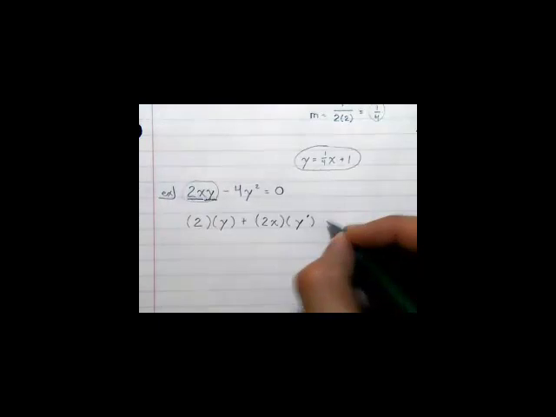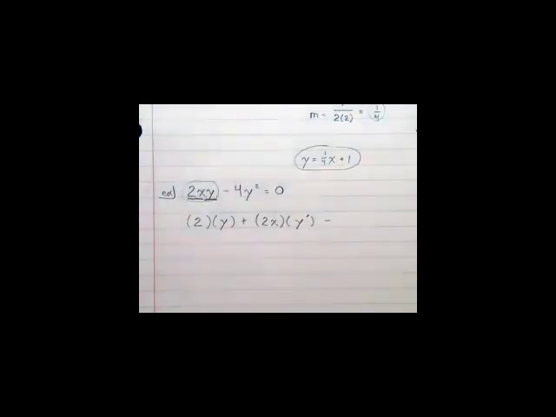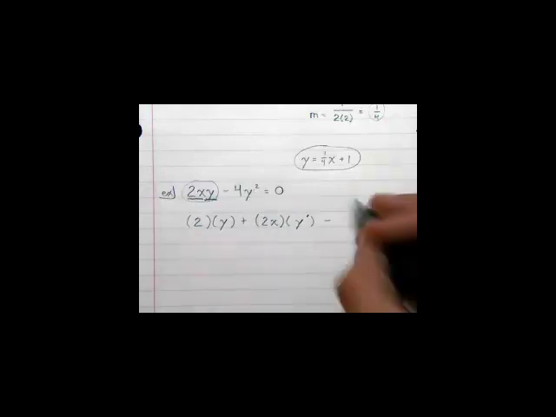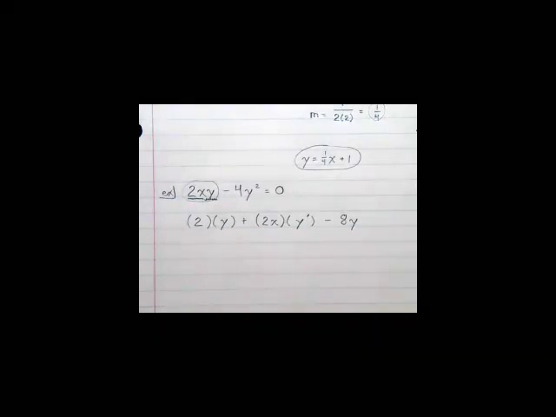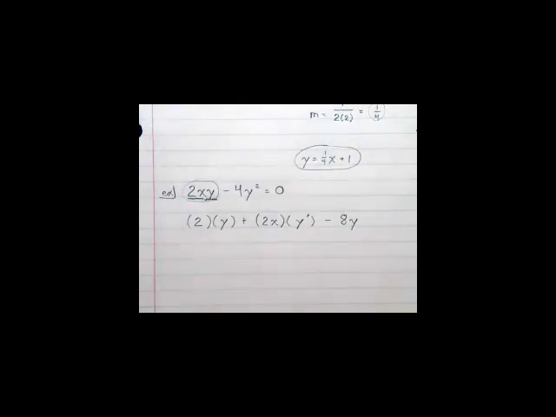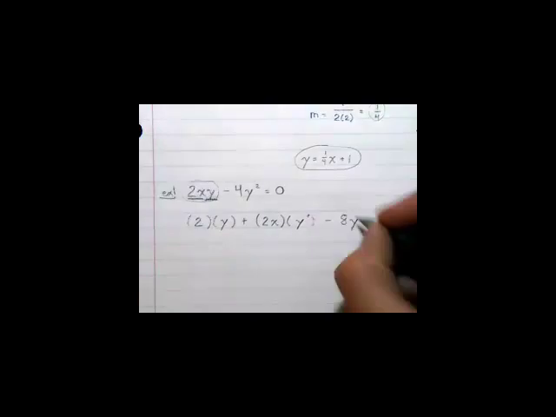Then the next part, minus, I've got this thing involving y. So do the derivative of this just as if it was x to start with. What is the derivative of 4y squared? 8y. But y is a function of x, so I need to multiply it by what? y prime.